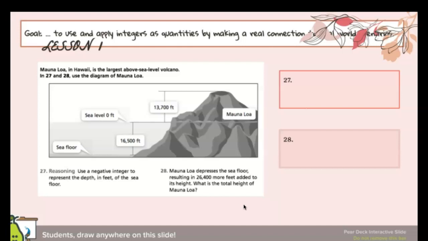All right, so who could tell us? I'm going to my list this time, so I'm going to give everyone a chance to talk. Michael, what will be your reason for number 27? Use the negative integer to represent the depth in feet of the seafloor.